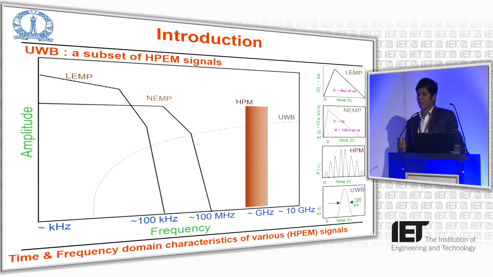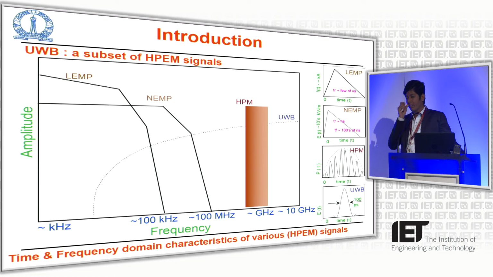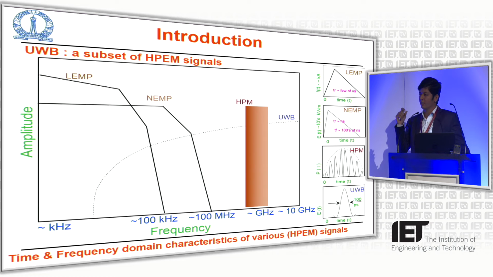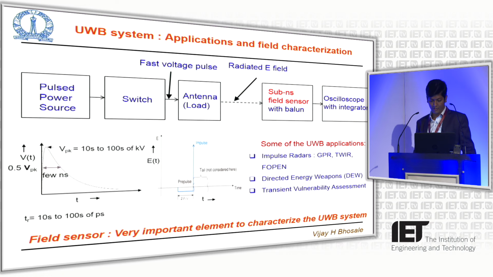For that purpose, we have so many sensors available, like the Prodyne sensors, which we also bought from the Prodyne companies, and D-dot and B-dot sensors. Vijay's laboratory in LRDE and DRDO also developed sensors, and those sensors are giving results comparable in accuracy and sensitivity.